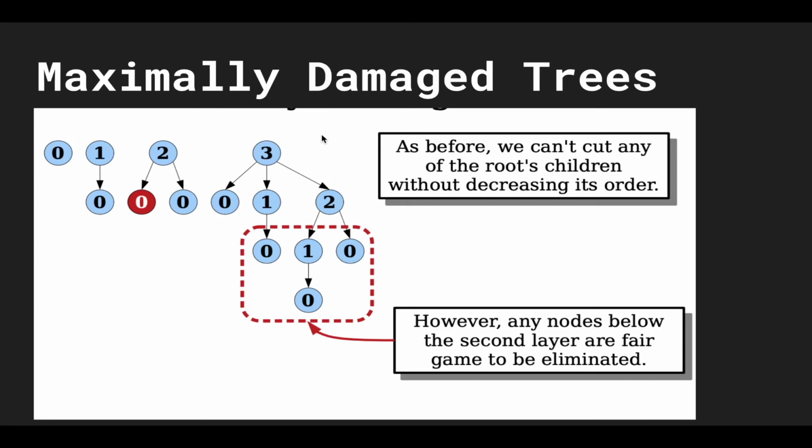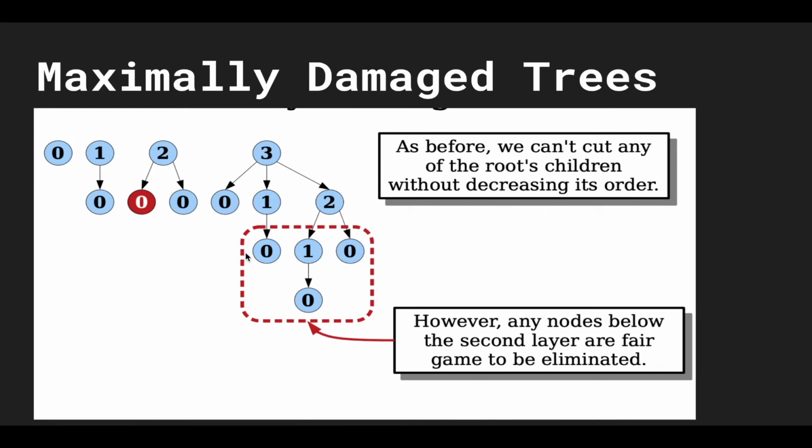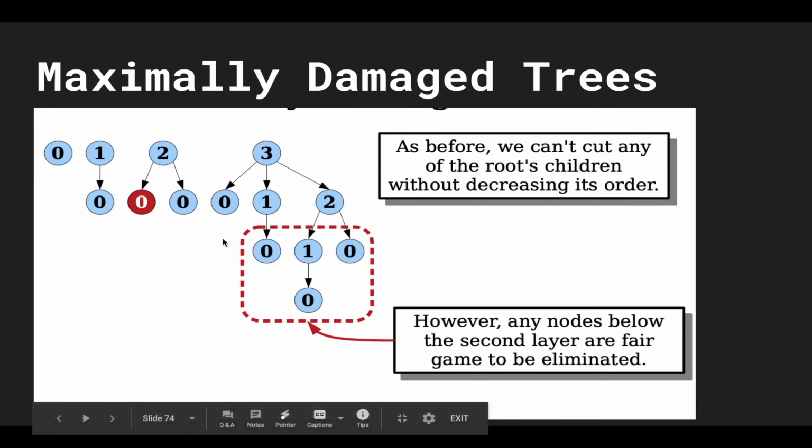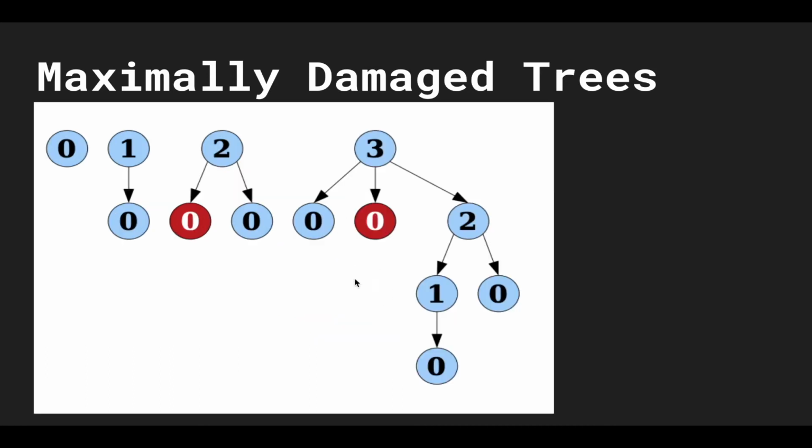So now we have a binomial tree of degree 3. And as before, we can't cut off any children because if we do, then this is no longer a tree of degree 3. Remember that our new definition of a tree of degree k has k children. But we're allowed to cut off these subtrees right here. So we're going to go and do that. So the first thing we can do is cut off this child right here. So let's do that. And we cut it off. So notice that this node right here no longer has a child.